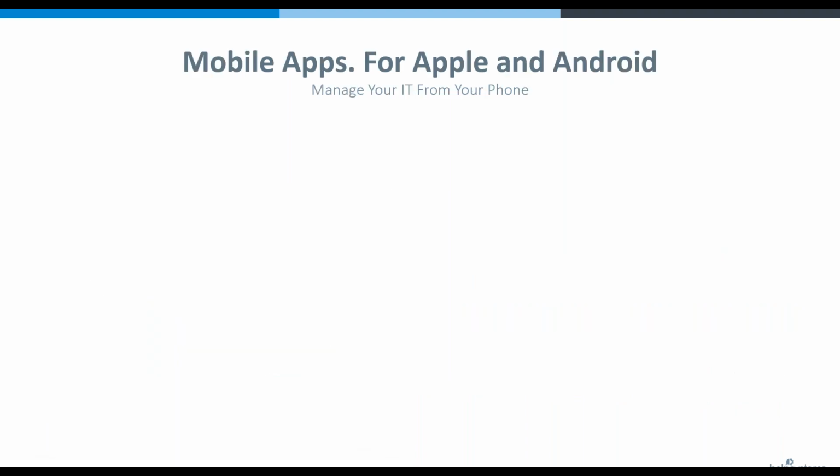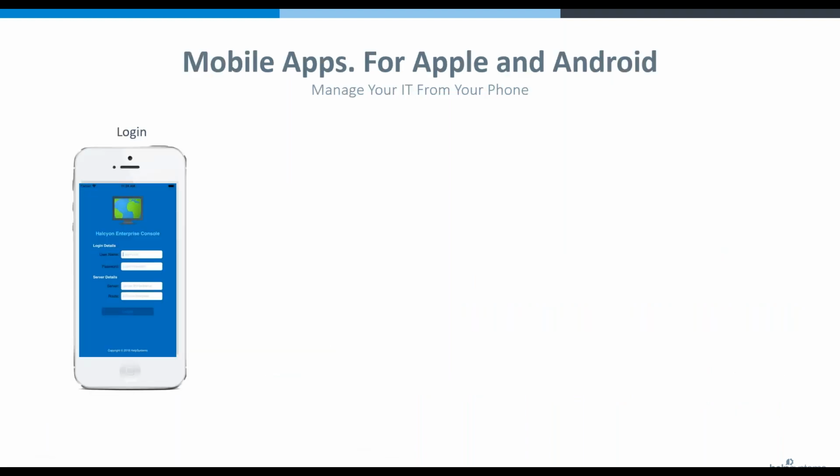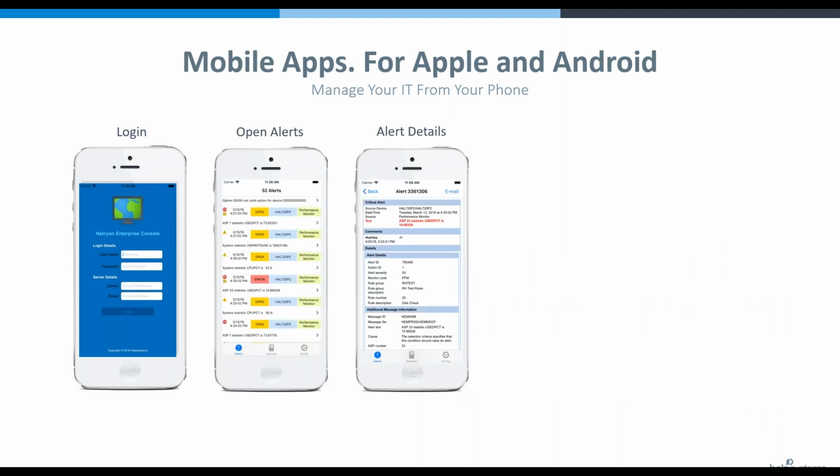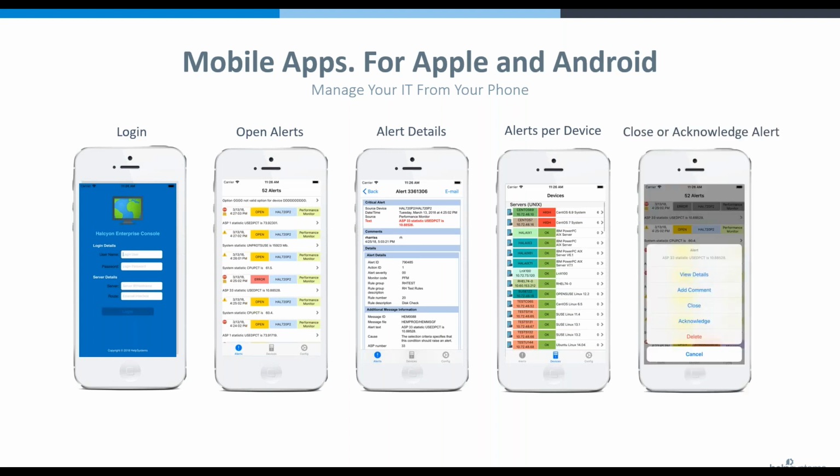So that's quite a busy console. We like to keep it clear. And what you see here is really the ability to manage Halcyon from the palm of your hand with free Apple and Android apps, allowing you to have the console on your phone and not just be able to view the alerts, but to be able to see the details and to respond to them. So to acknowledge, to close them, to forward it as an email. So you literally can manage your whole environment, whatever platform you're running, from your mobile phone.